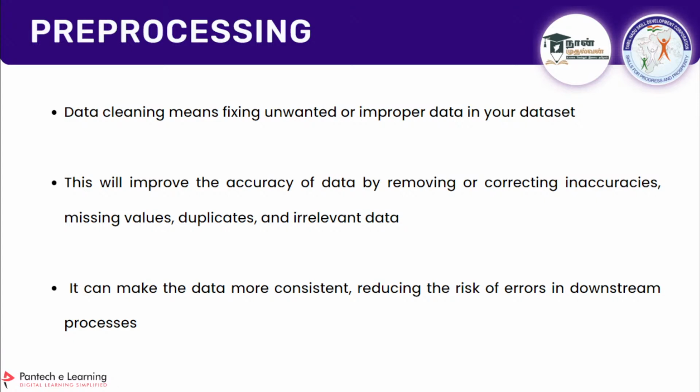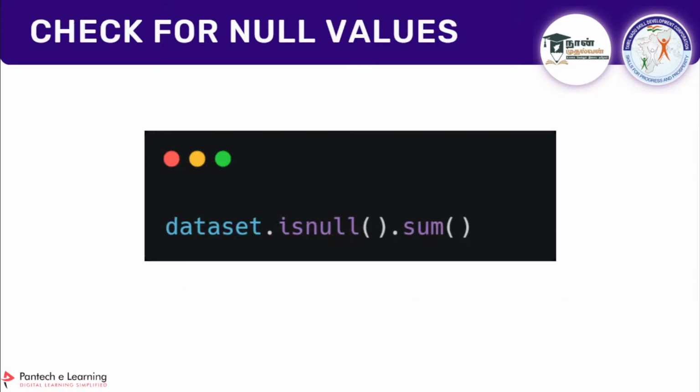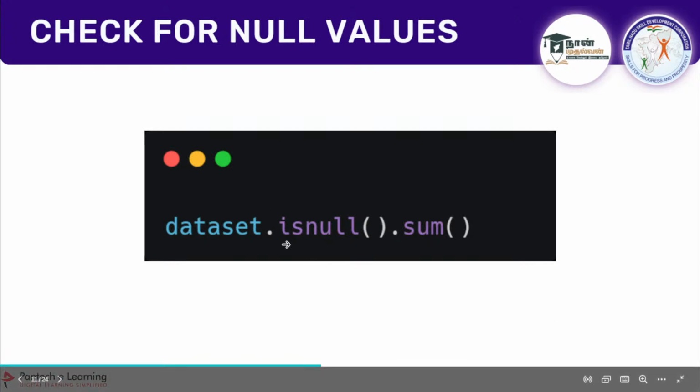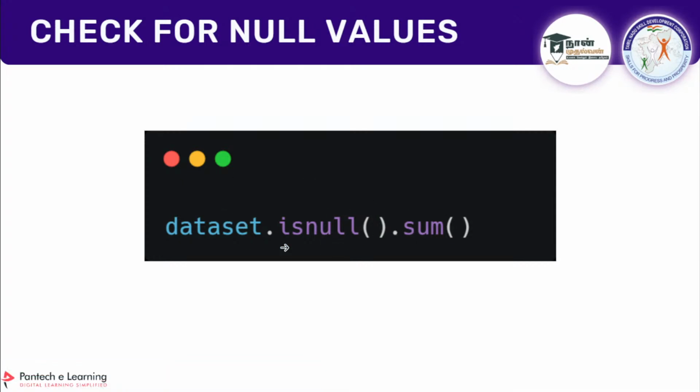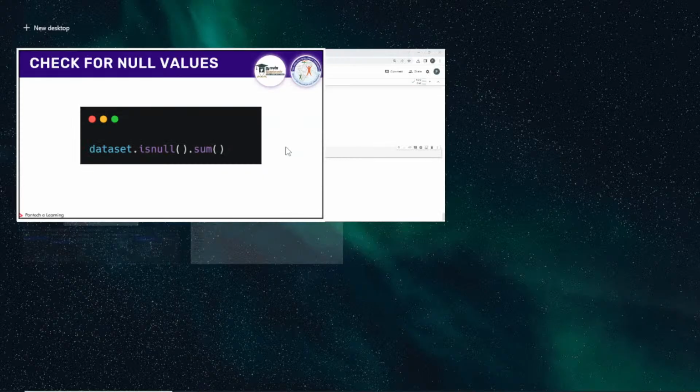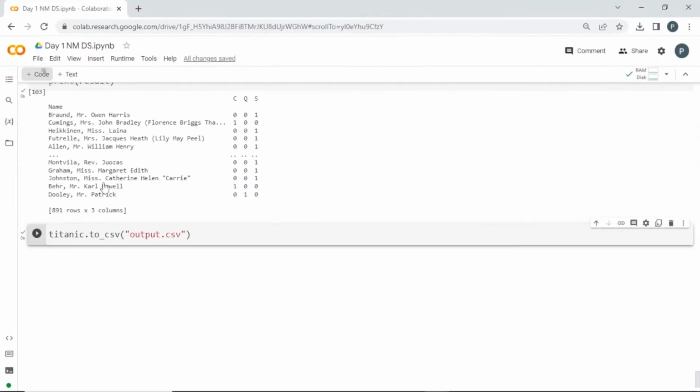This will help you to improve the accuracy by checking for missing values and how to deal with them, and how to check for duplicates. If the data is irrelevant, how to remove it. So how will you check for null values? If you want to check for null values, then you can go with the variable dataset.isnull().sum. You can go with dataset.isnull, and then .sum. I'll take you step by step.